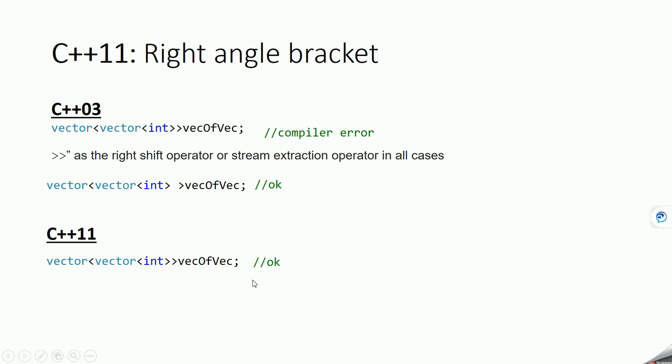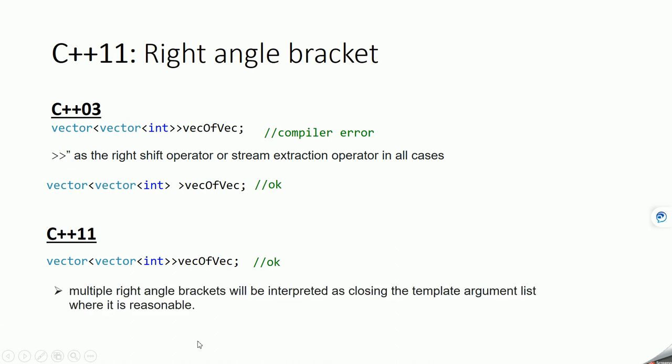This is because the C++11 parser is intelligent enough to determine whether this double closing right angle bracket is a right shift operator or extraction operator, or whether it is a template closing argument list. Okay, so this is all about the right angle bracket improvement in C++11.